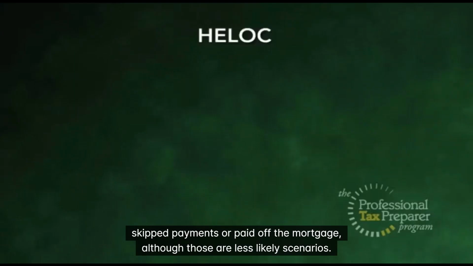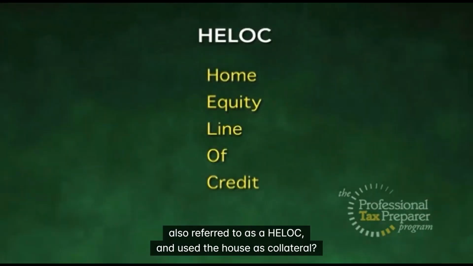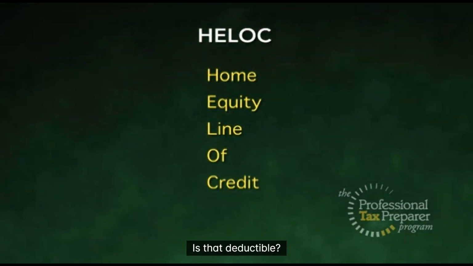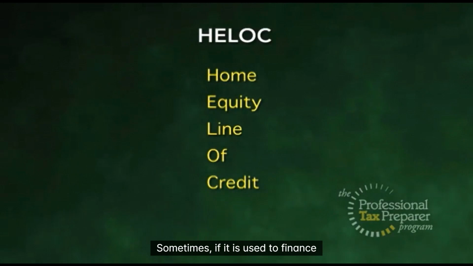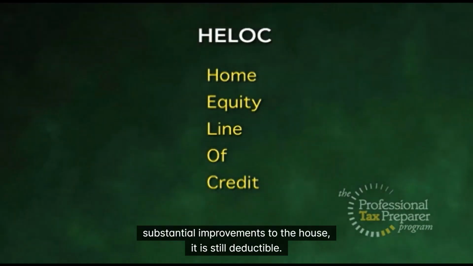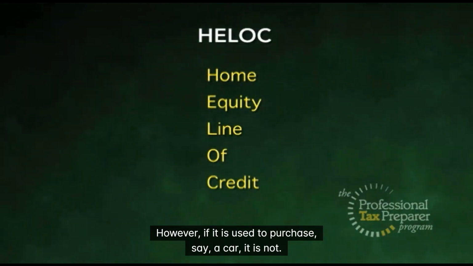What if a taxpayer went to the bank and got a home equity line of credit, also referred to as a HELOC, and used the house as collateral? Is that deductible? Sometimes, if it is used to finance substantial improvements to the house, it is still deductible. However, if it is used to purchase, say, a car, it is not.